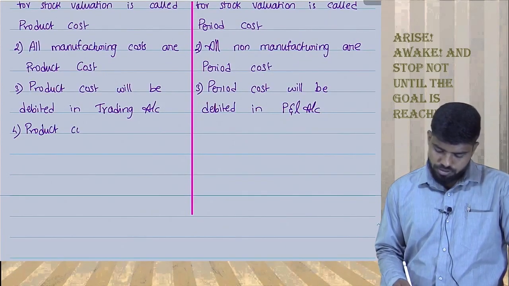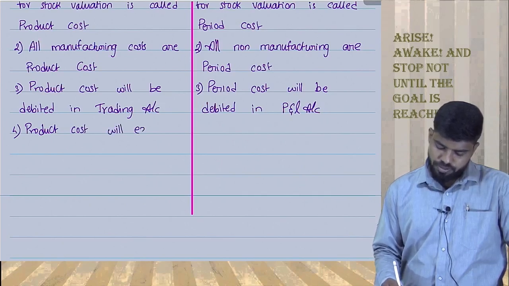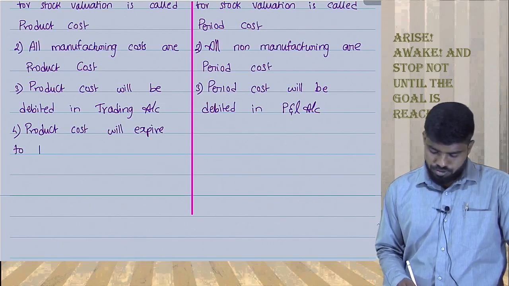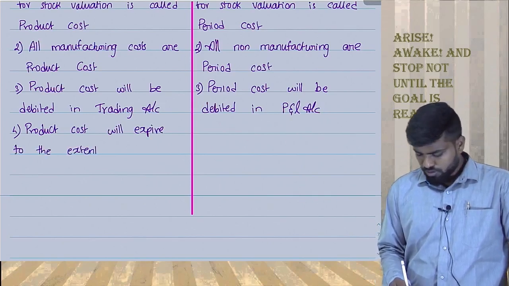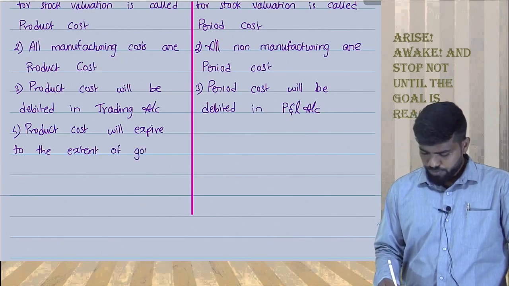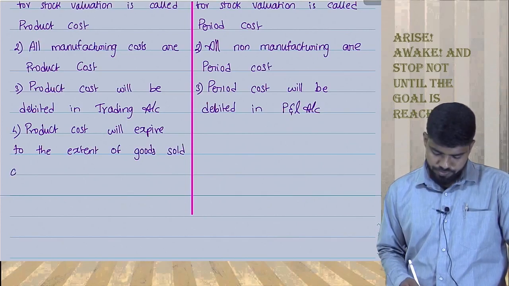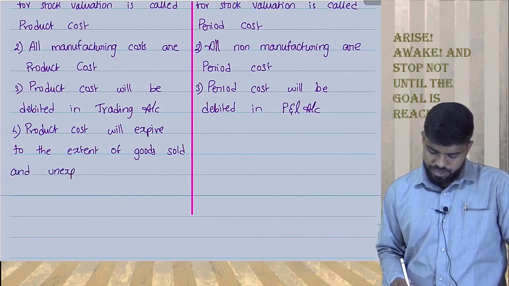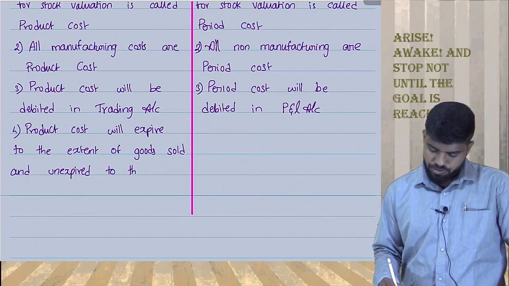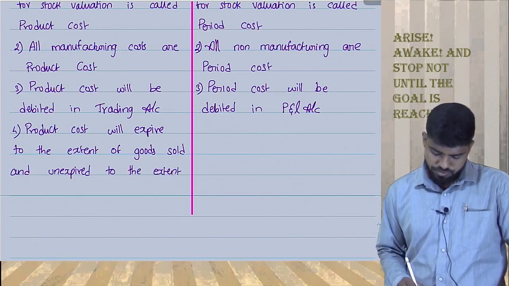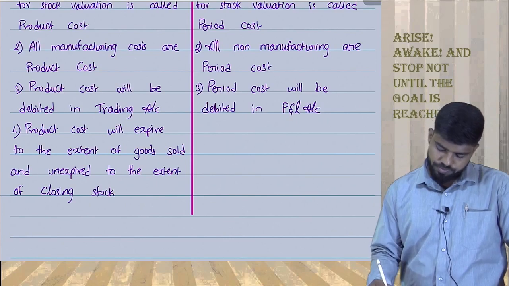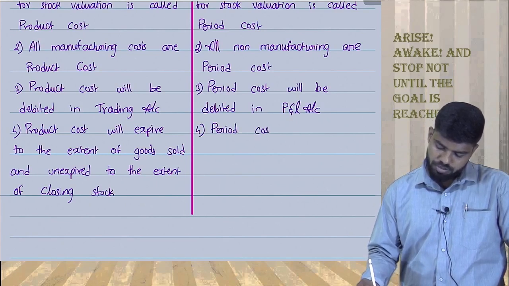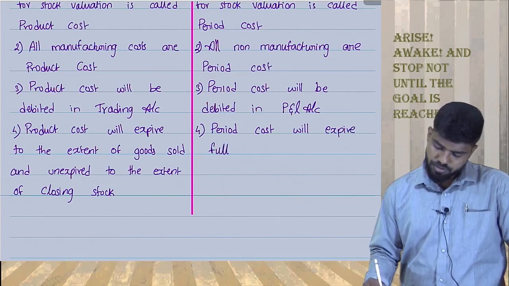Product cost will expire to the extent of goods sold and unexpired to the extent of closing stock. Period cost will expire fully.